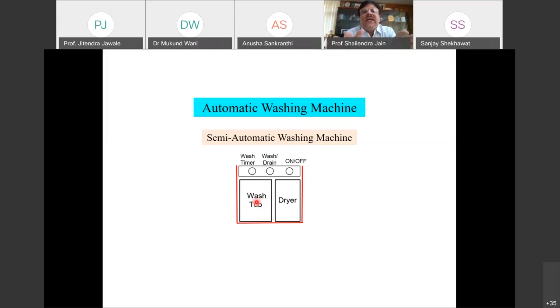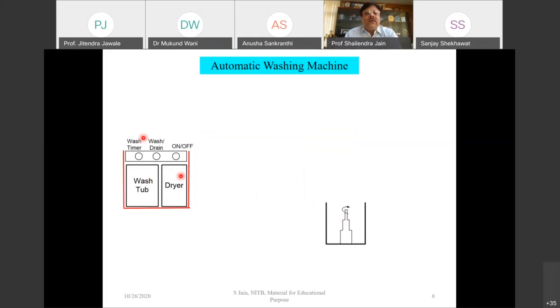So all these difficulties are eliminated in the fully automatic washing machine. But the issue is, instead of changing the cloth from one tub to another, a fully automatic washing machine will have only one tub. So all the operations of soaking, washing, rinsing, and drying are performed in one tub only. We'll have a spindle there with a different kind of shape. And what happens basically, this spindle rotates to perform the wash operation, isn't it?